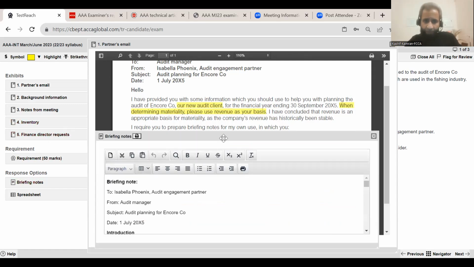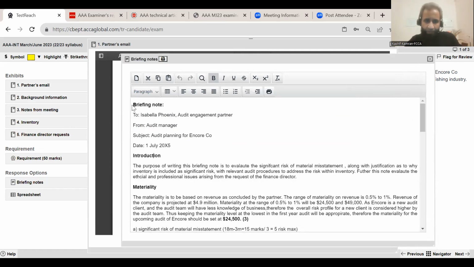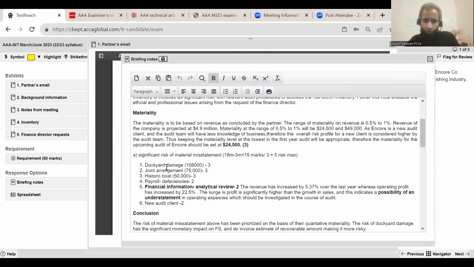So I'll open up the briefing note. And in the briefing note, we'll write to, from, subject, date. I've just demonstrated that. Then an introduction. After the introduction, you go down writing the materiality paragraph. See how I have formulated the materiality paragraph. The materiality is based on revenue as concluded by the partner. The range of materiality on revenue is 0.5 to 1%.